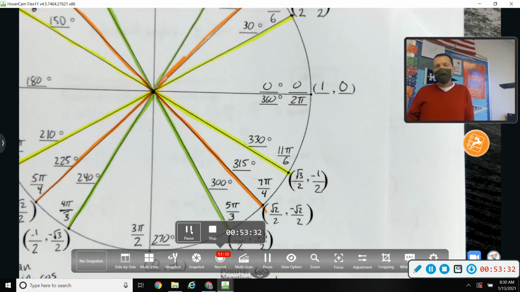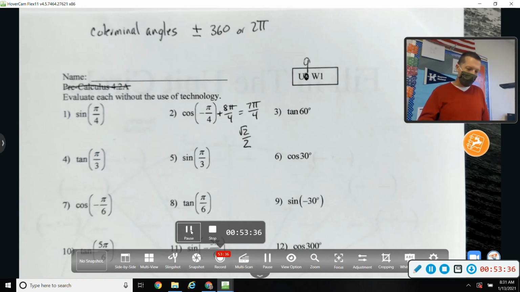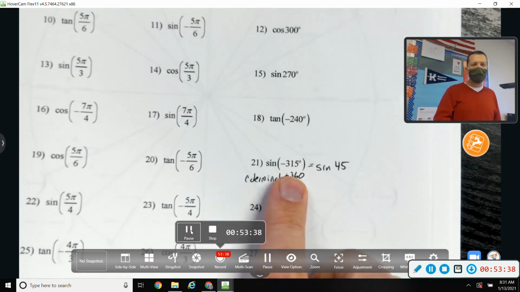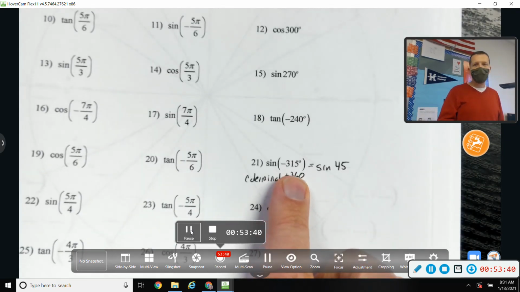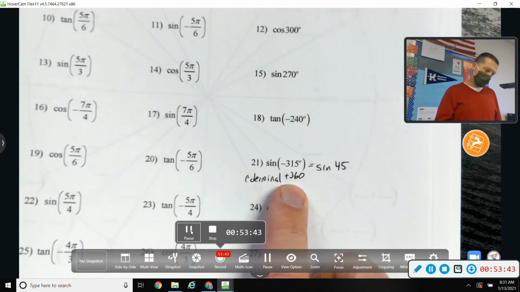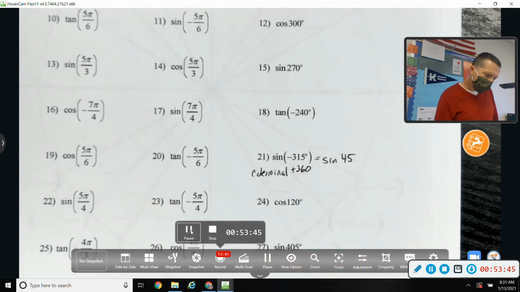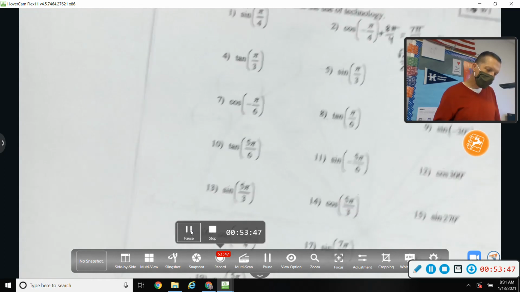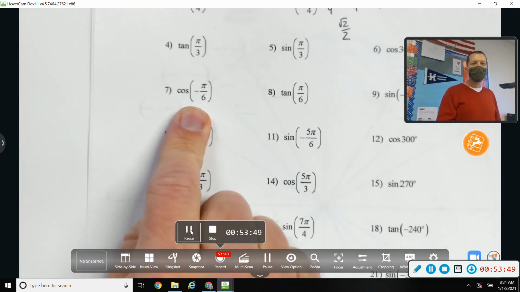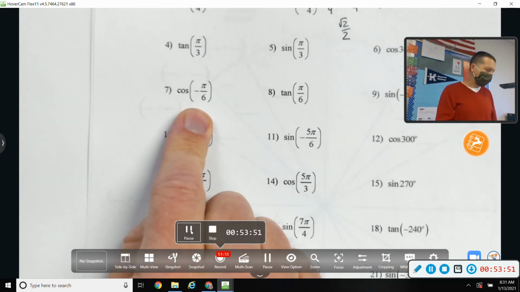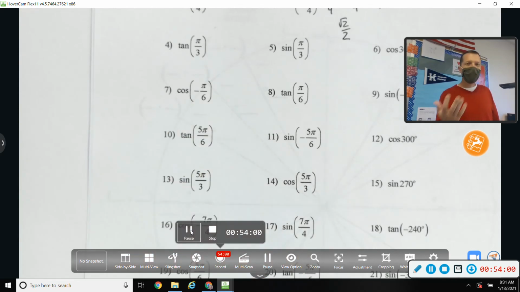If it's backwards a lot, like maybe that minus 315, you're like, I don't know that I want to do that. Maybe I'm not comfortable with that. I'll do coterminal. But if it's something simple, let's see if there's another one. Number 7, cosine negative pi over 6. Well, pi over 6 is only 30 degrees, so if I back up 30 degrees, I don't have to worry about the coterminal thing. So your choice, you can treat them all with the coterminal thing, or you can kind of figure them out.